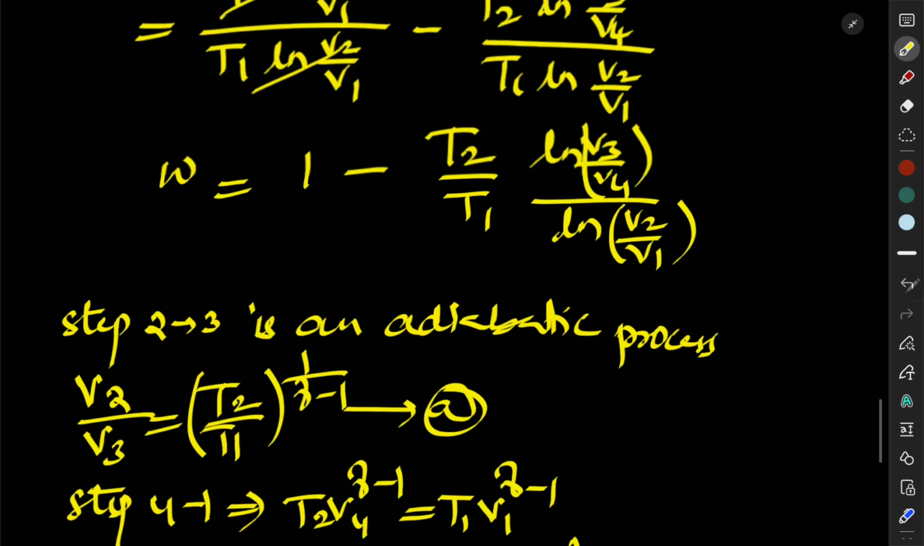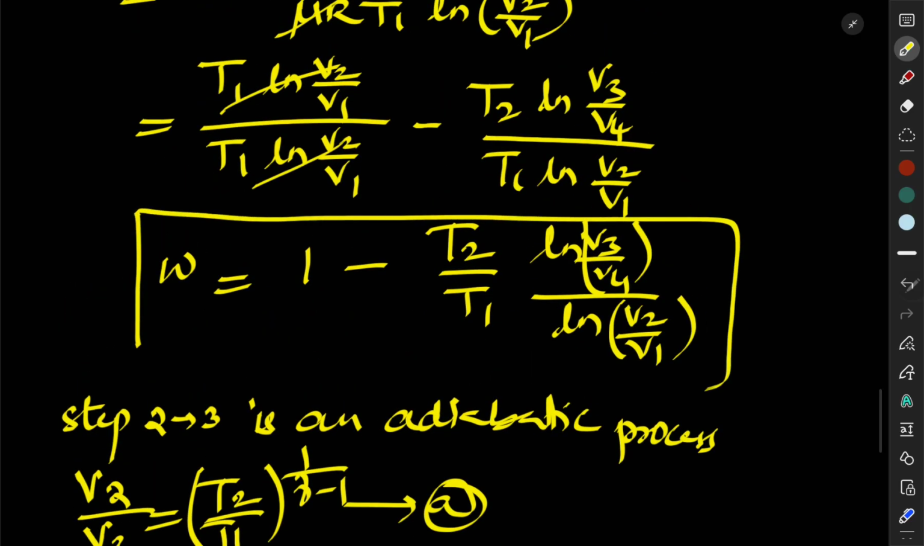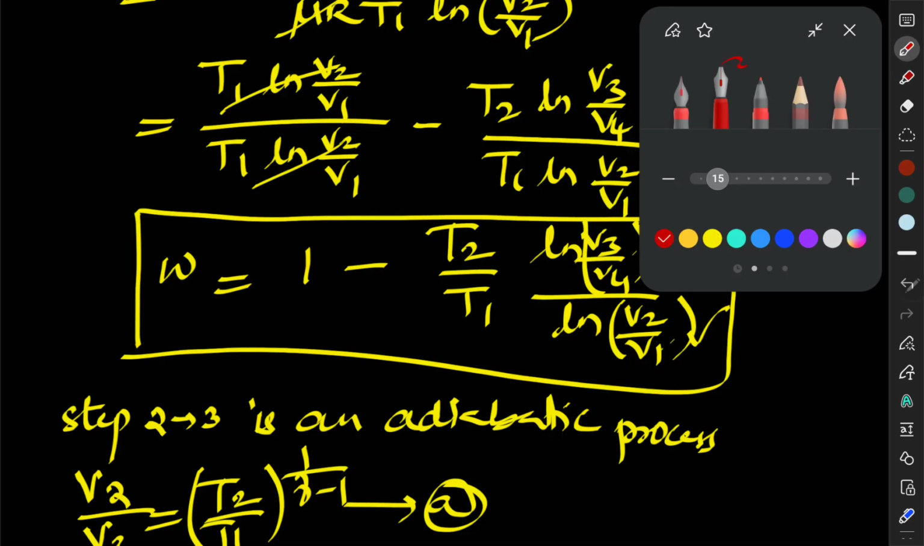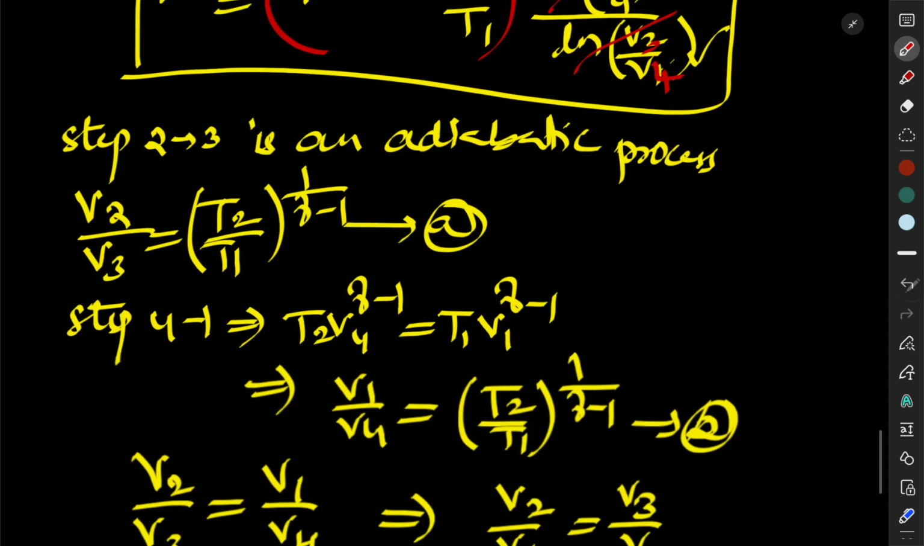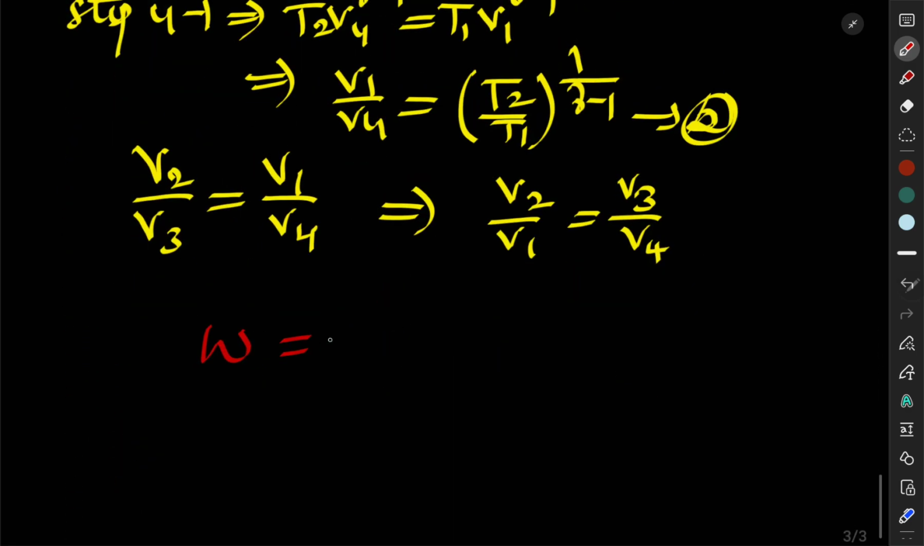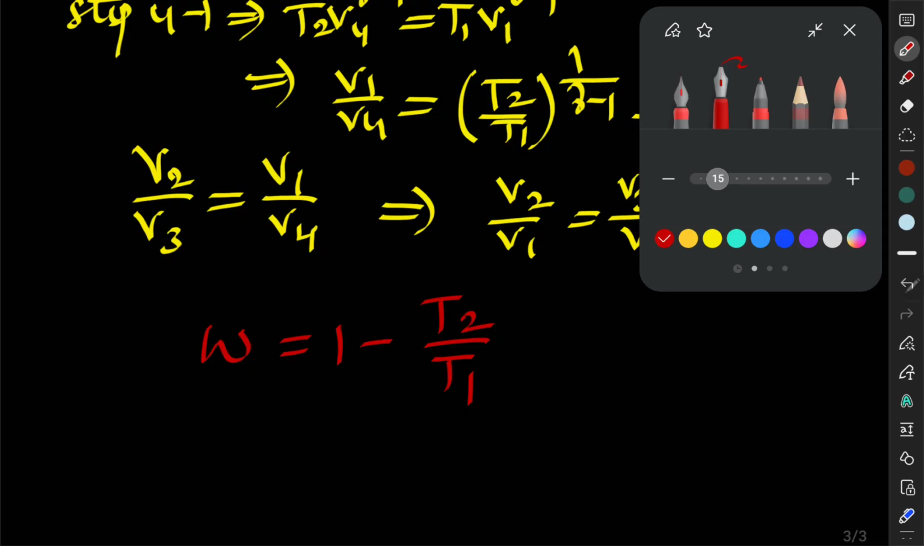Now, what was our equation? See, this was our equation, right? So if we write V3 by V4 here, and here also we write V3 by V4, at two places we write V3 by V4, what happens? We can cancel this out, because here we can write V3 by V4 as explained here. So what remains is only 1 minus T2 by T1. Okay, W is equal to 1 minus T2 by T1, right? Sorry, this is eta.